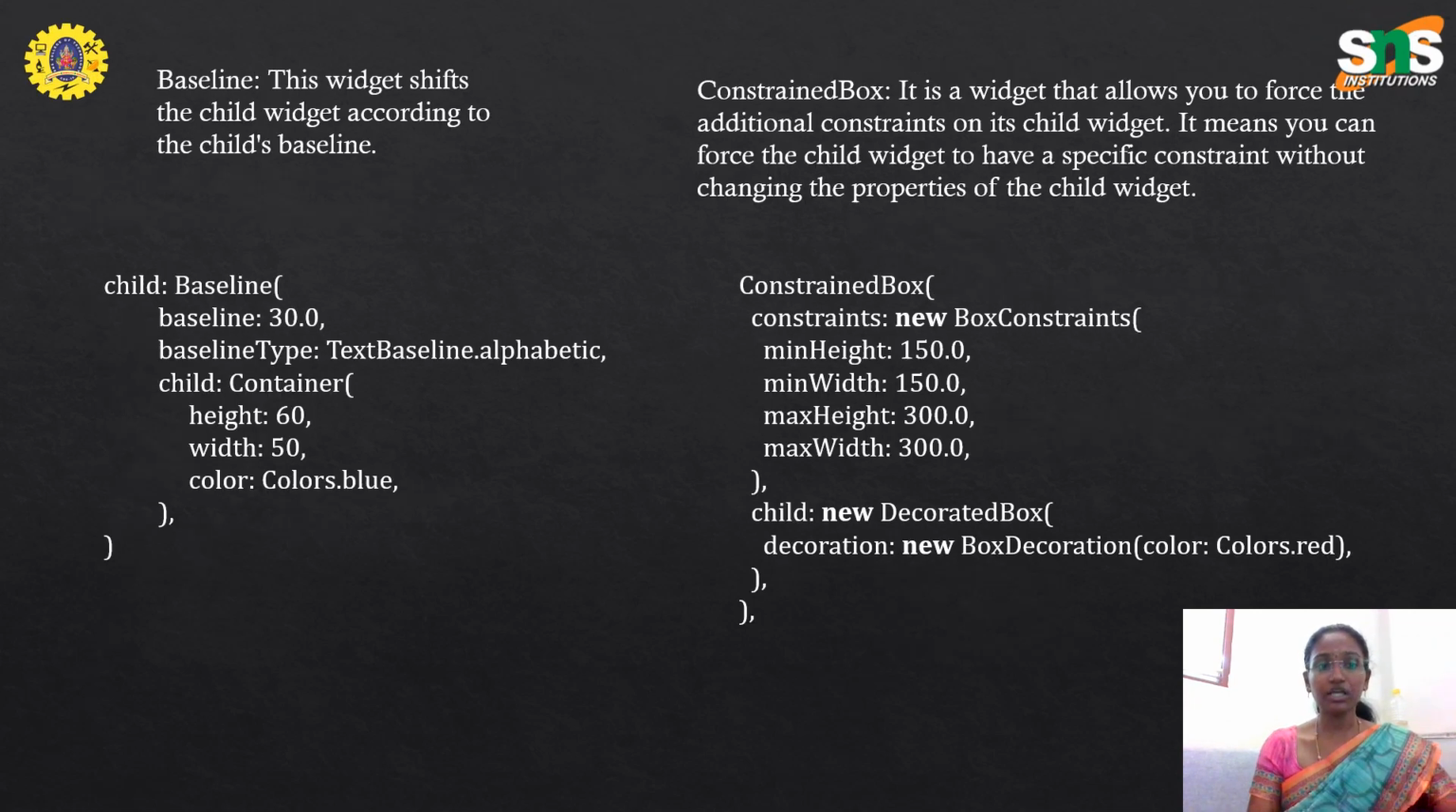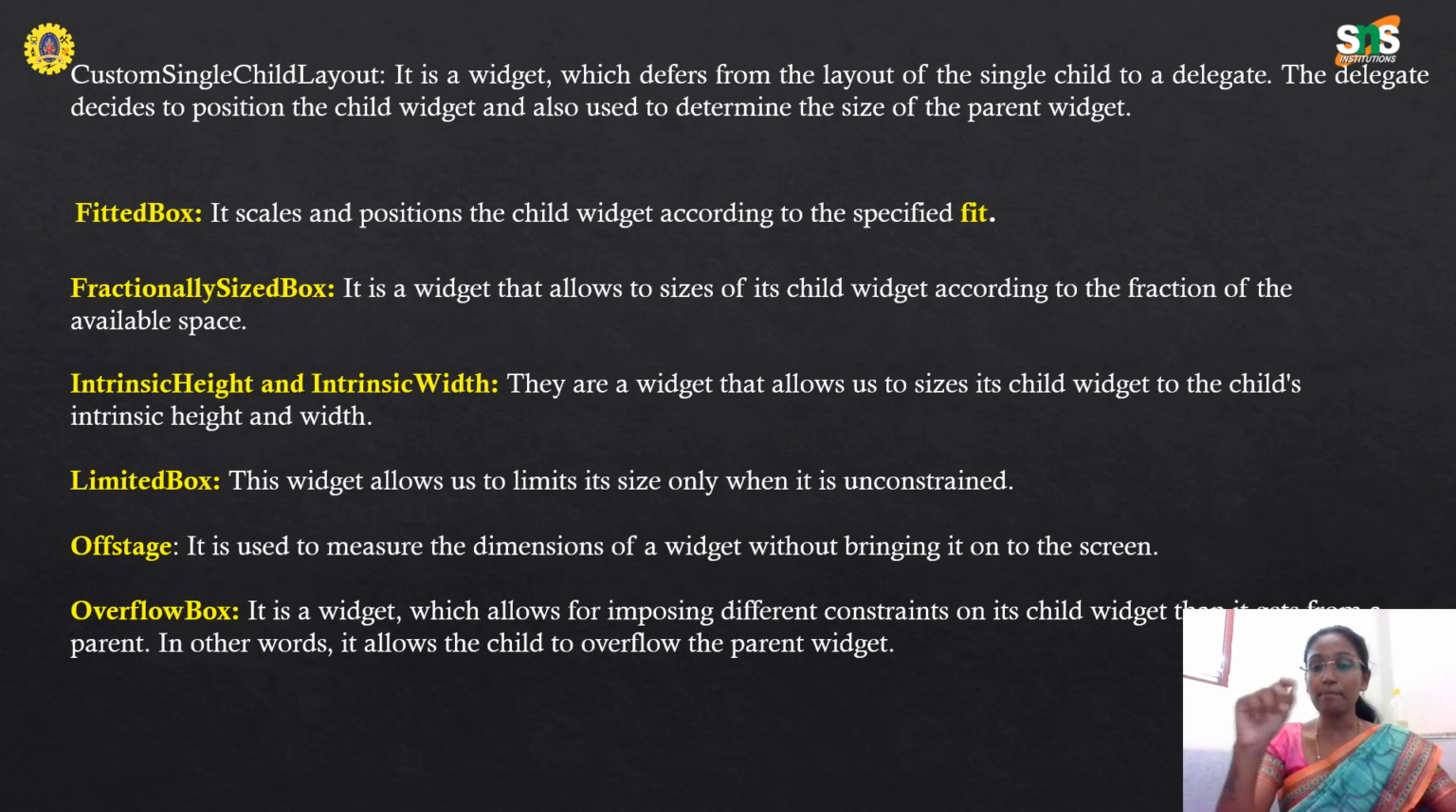The next one is Baseline, which shifts the child widgets on my screen according to the child's baseline. But how do I build the baseline in my child? Child colon, and then Baseline there.